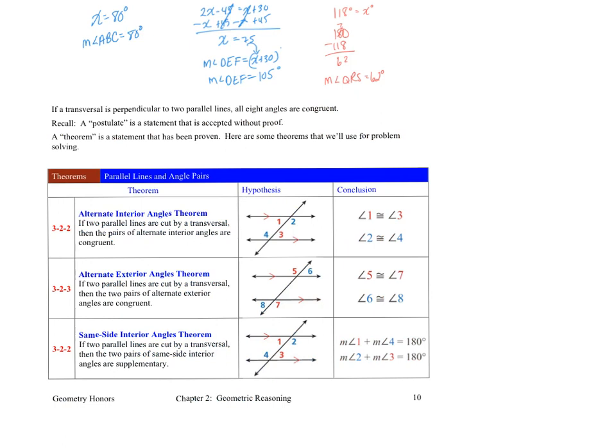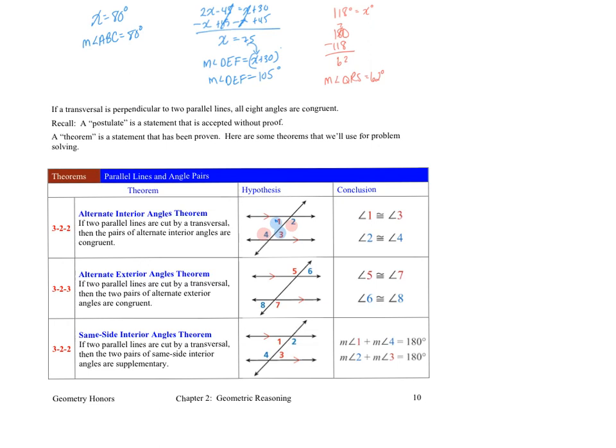Okay, now we have three theorems. The alternate interior angles theorem. If two parallel lines, as shown by the arrows, are cut by a transversal, then the alternate interior angles are congruent. So in this case, angle 1 is congruent to angle 3, and angle 2 is congruent to angle 4.